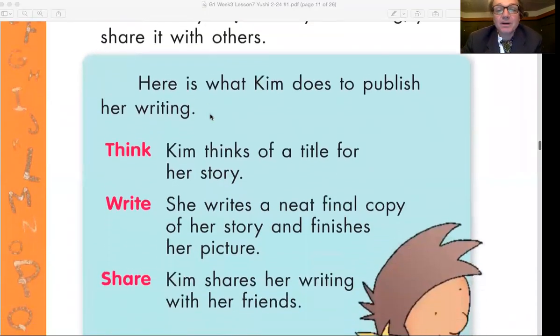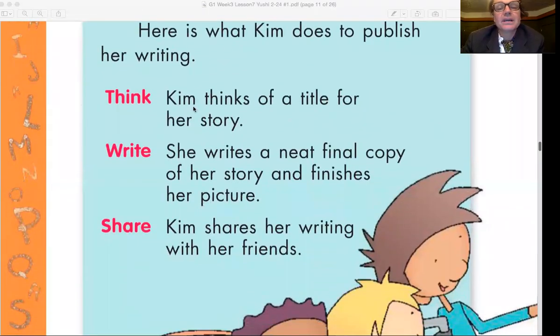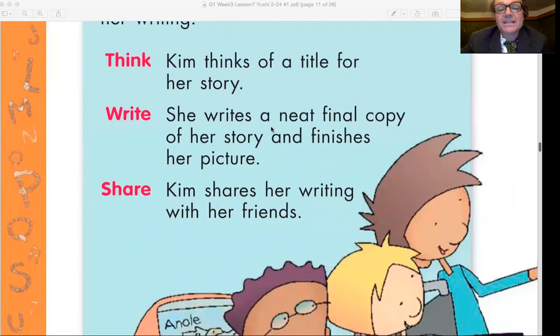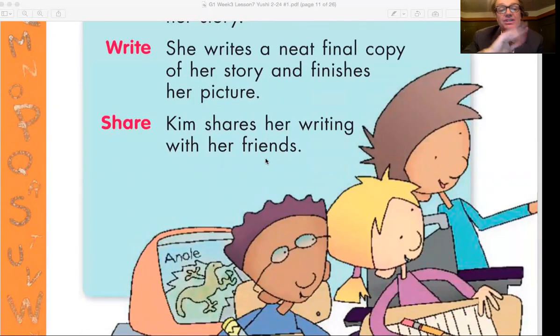Here's what Kim does to publish her writing. Think. Kim thinks of a title for her story. That's a few words that are a good way to introduce your story. The title. Write. She writes a neat, final copy of her story and finishes her picture. Oh, so she makes sure it looks the best it can look. She makes sure that the picture is in it beautifully. I bet she changed the butterfly to yellow. Share. Then she shares it when she's done. She shares her writing with her friends.